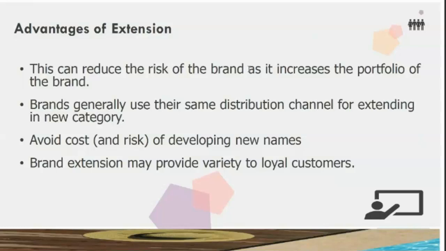Brand extension may also provide variety to the loyal customer. Sometimes loyal customers also look for products from the same brand in other categories. For example, I have a refrigerator from Whirlpool. When I go to the marketplace, I might look for a television from Whirlpool as well. But if I don't find it, then I will buy something else. That's why loyal customers do look for products in other categories as well.